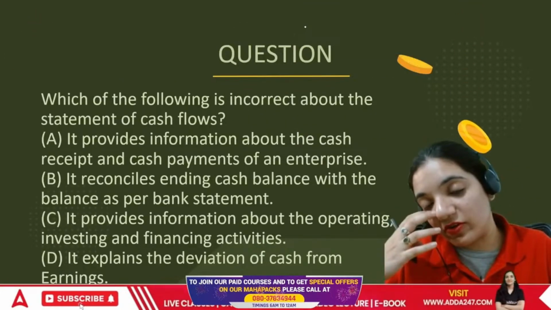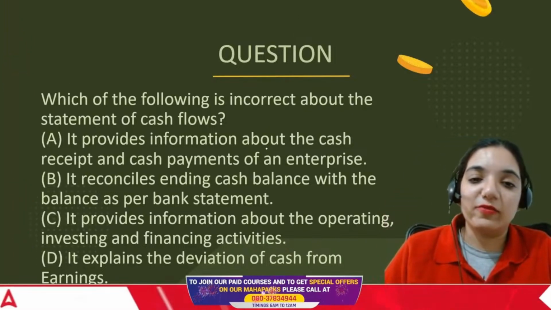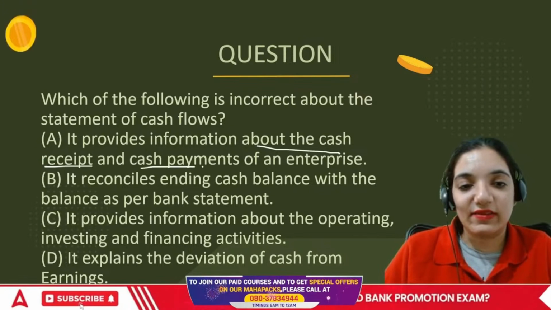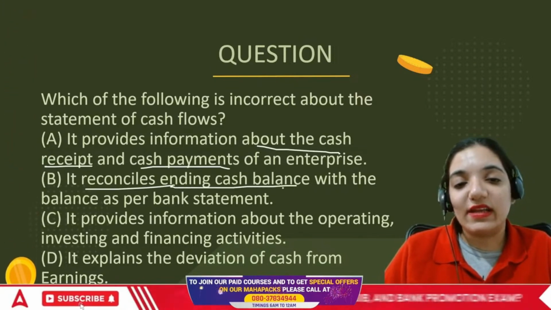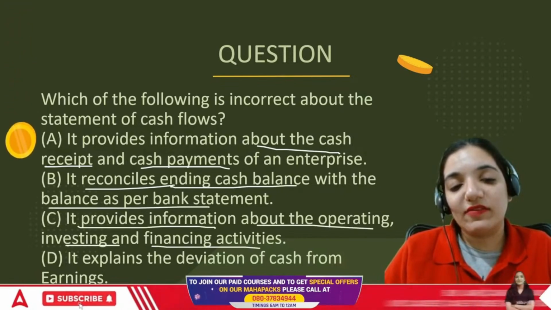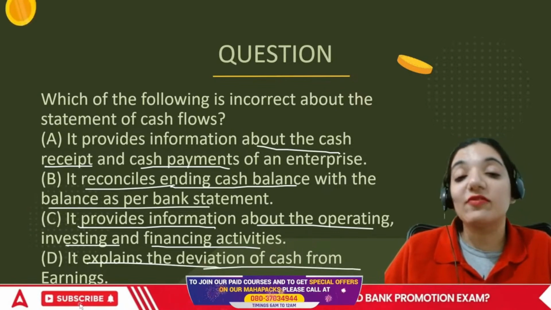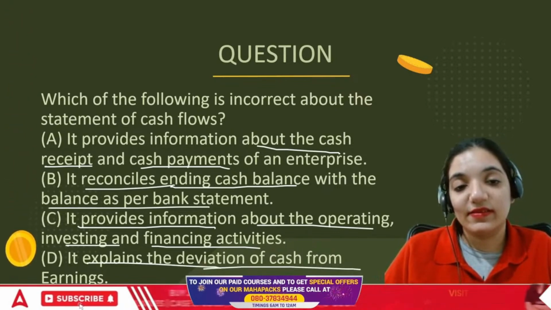Next question: which of the following is incorrect about the statement of cash flows? It provides information about the cash receipts and cash payments. It reconciles the ending cash balance as per bank. It provides information of operating, investing, and financing. It explains the deviation from the earnings.